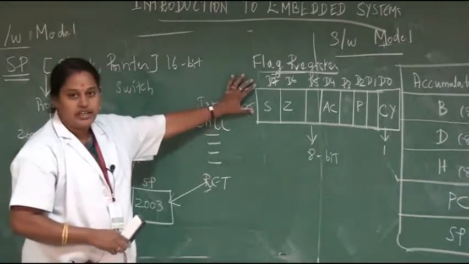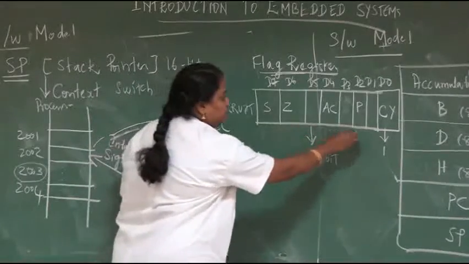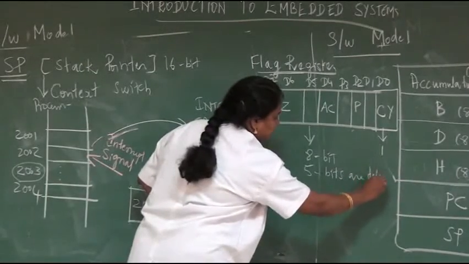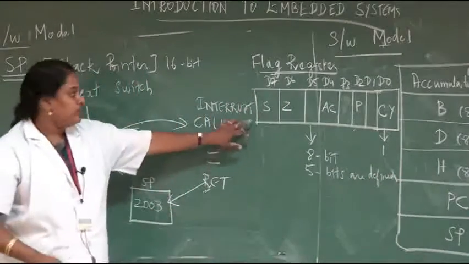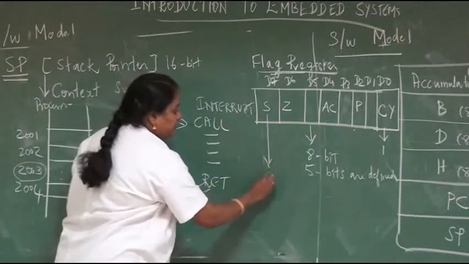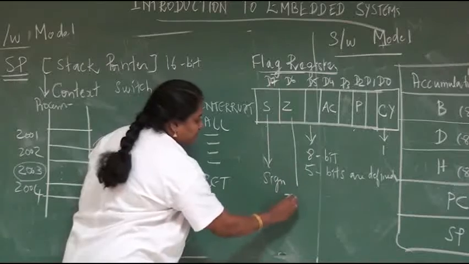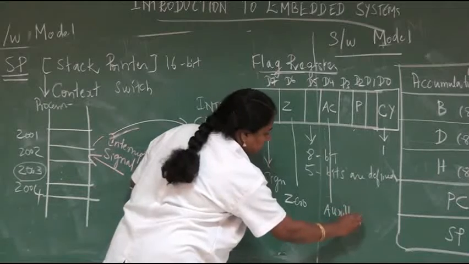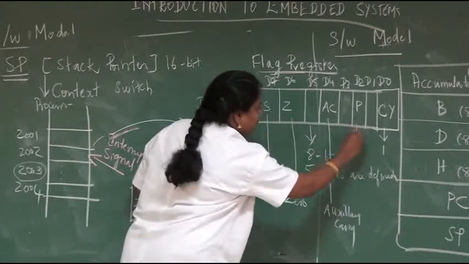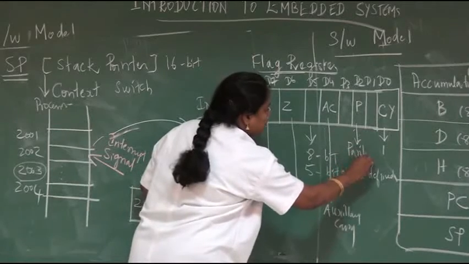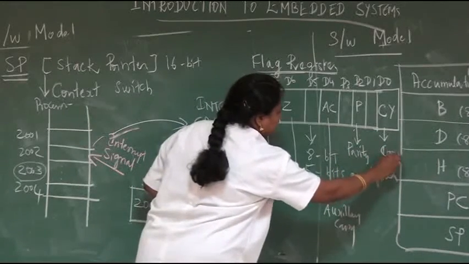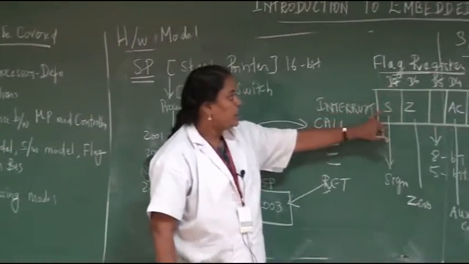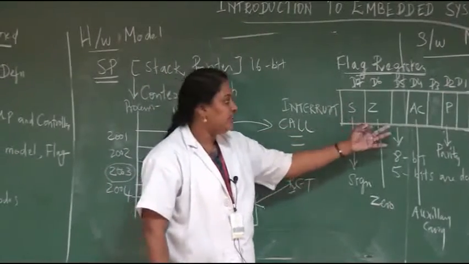The size of the flag register is 8-bit, out of which only 5 bits are defined. The 5 bits are: S stands for sign flag, Z stands for zero, AC stands for auxiliary carry, P stands for parity, and CY stands for carry. So the flag register of an 8-bit processor is of 8-bit size, and only 5 bits are defined and 3 are undefined.